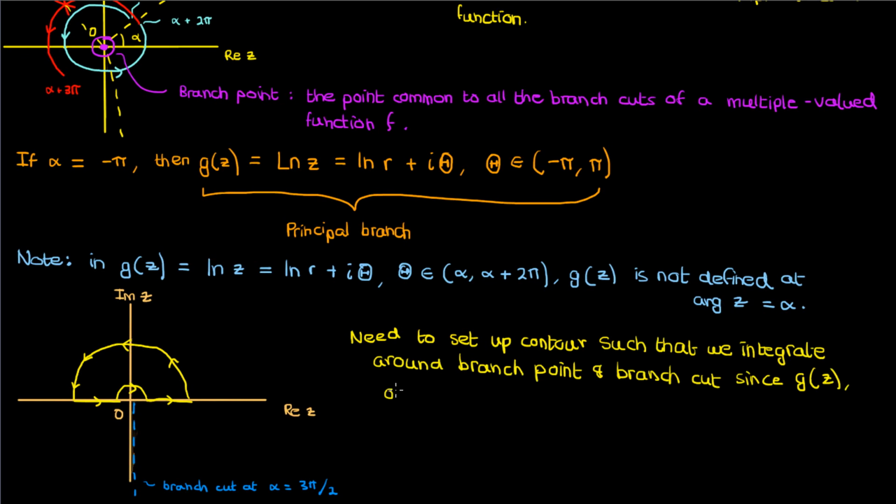I also can't include the origin because the natural log of 0 isn't defined, and because the origin is part of the branch cut, it's the branch point. So that's just a quick teaser of what we'll be doing next. Anyway, that should do it for this video.